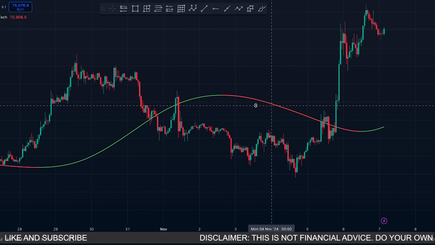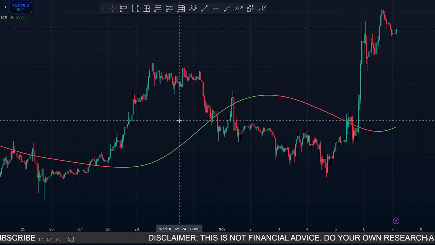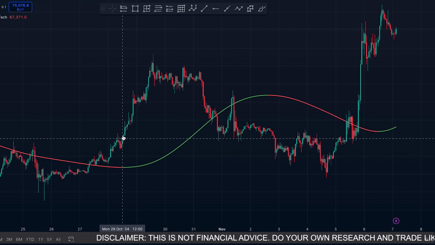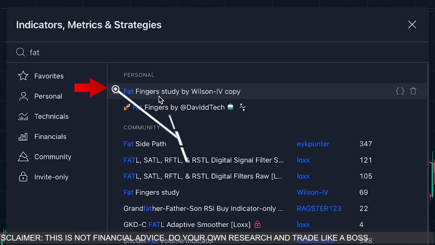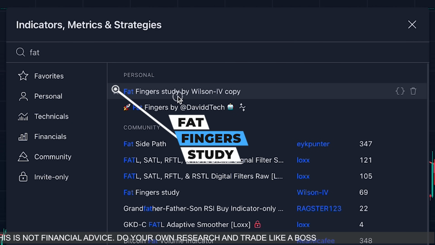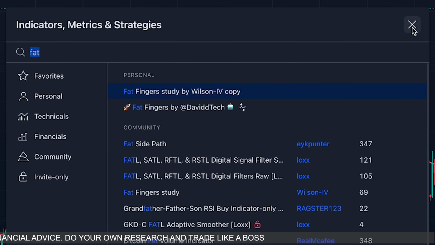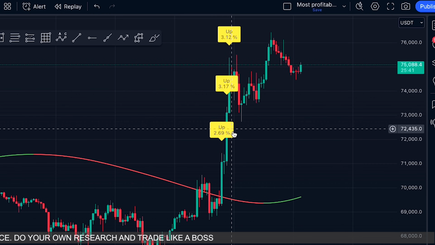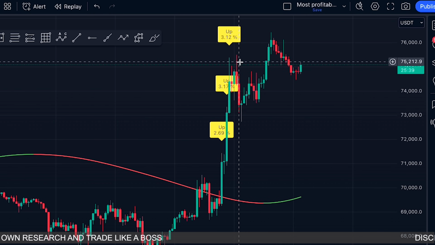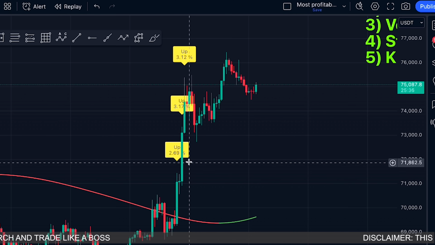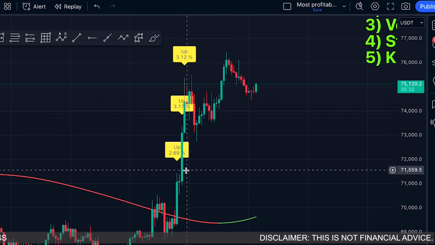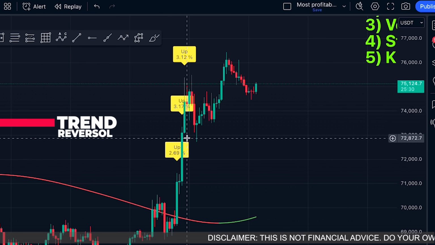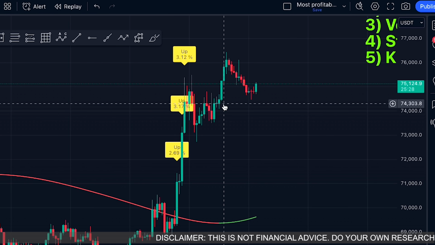Now, of course, one indicator is not going to give us the best entries. We're going to add a couple of other indicators to confirm those entries. The next indicator we're going to be adding is called the Fat Fingers Study by Wilson Forth. I'm going to click on that and add it to our chart as well. As you can see, this indicator adds labels to our charts where there are big candles with big volume. This indicates that there's potentially a trend reversal, and this is where we're going to be looking to take our entries for longs or shorts.